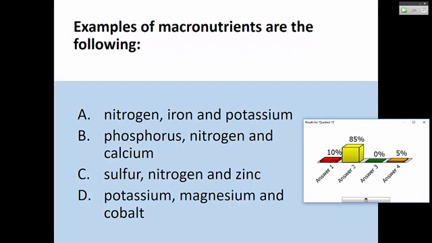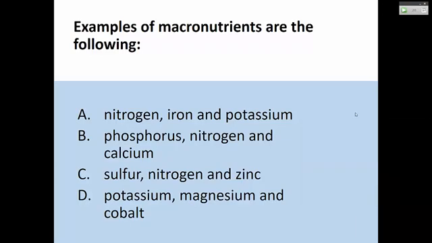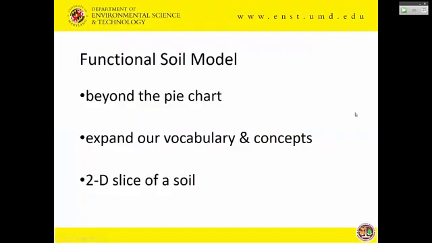No, because iron's not a macro. Can it be B, phosphorus, nitrogen, calcium? Yeah, and in fact, B is the correct answer. It can't be C because zinc is a micro, not a macro. And it can't be D because cobalt is a micro, not a macro. So don't miss one of these. These are the easy ones.